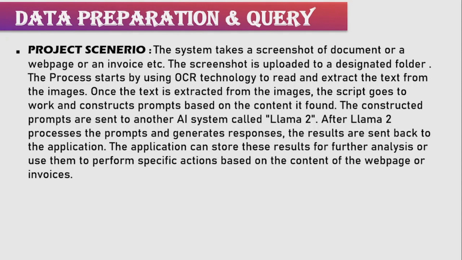Once the text is extracted from the images, the script goes to work and constructs prompts based on the content it found. The constructed prompts are sent to another AI system called Llama 2. After Llama 2 processes the prompts and generates responses, the results are sent back to the application. The application can store these results for further analysis or use them to perform specific actions based on the content of the web page or an invoice.